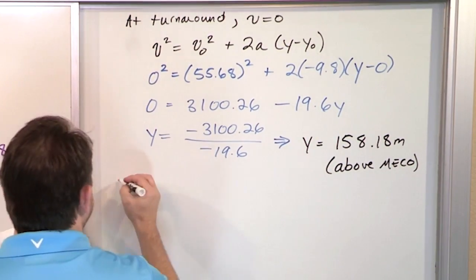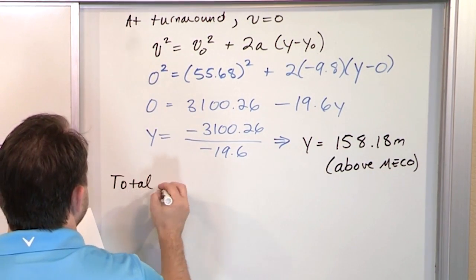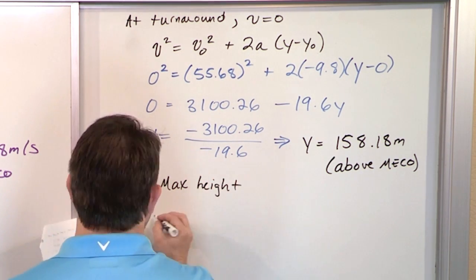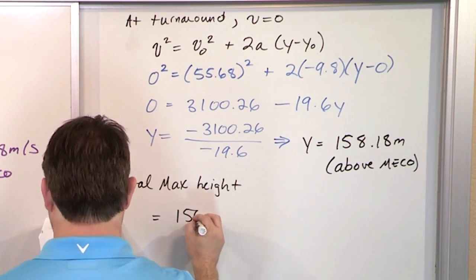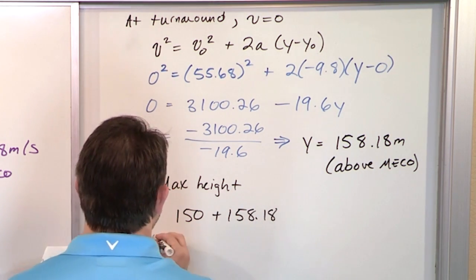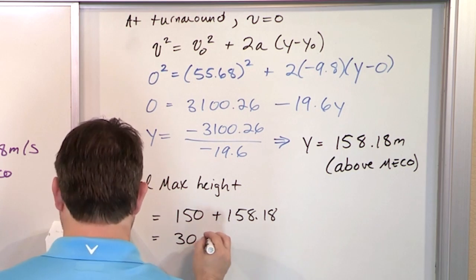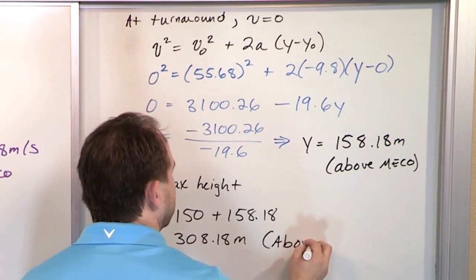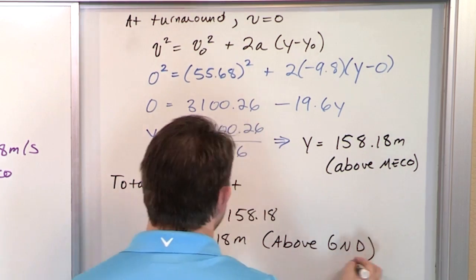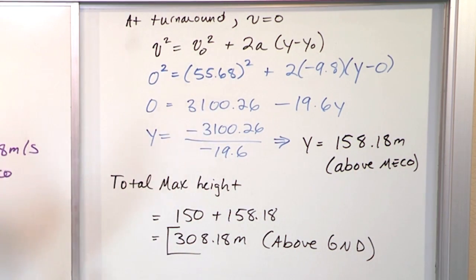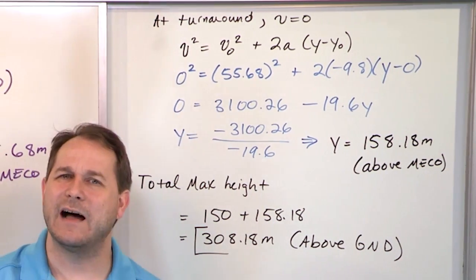So then we say total max height is going to be equal to 150 plus 158.18, which is going to be equal to 308.18 meters above ground, above the launch pad, whatever. This is the answer, 308.18 meters. And you can see that there's a lot of little steps here.